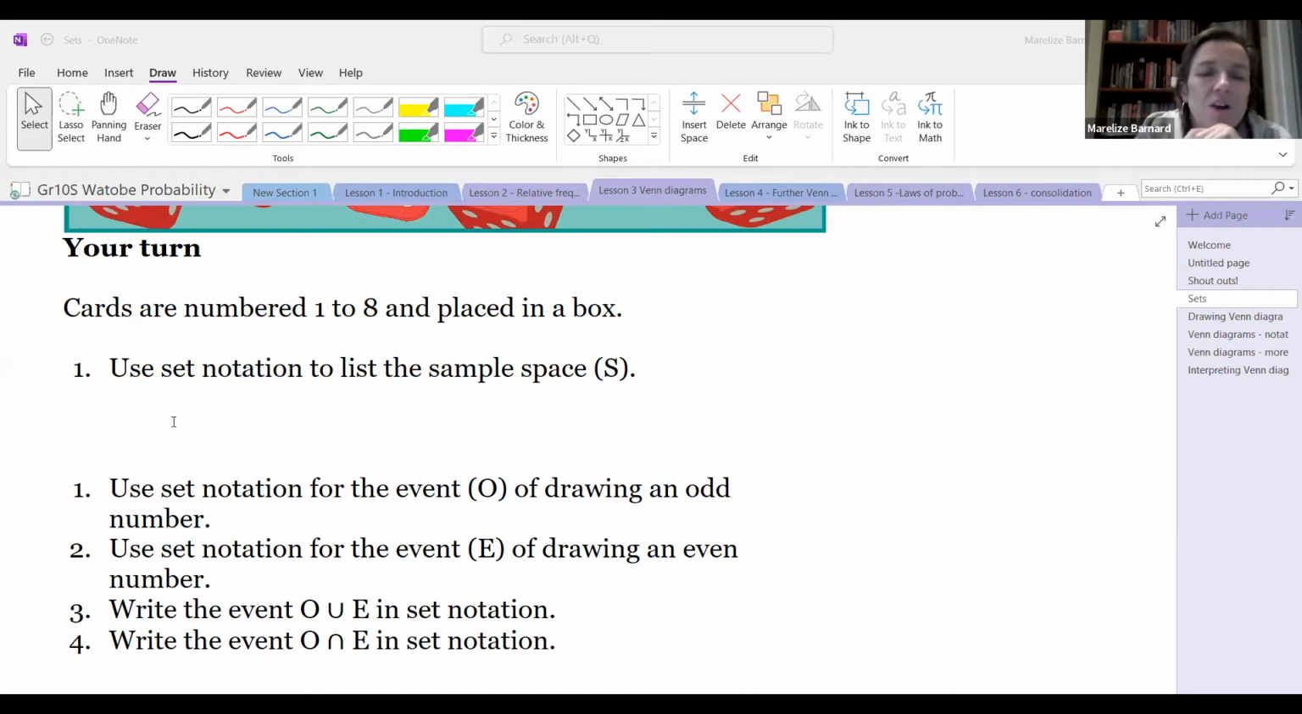Okay, so pop in the chat. Cards numbered 1 to 8 are placed in a box. Use set notation to list the sample space S. Pop it in the chat. And guys, I want to see proper set notation.